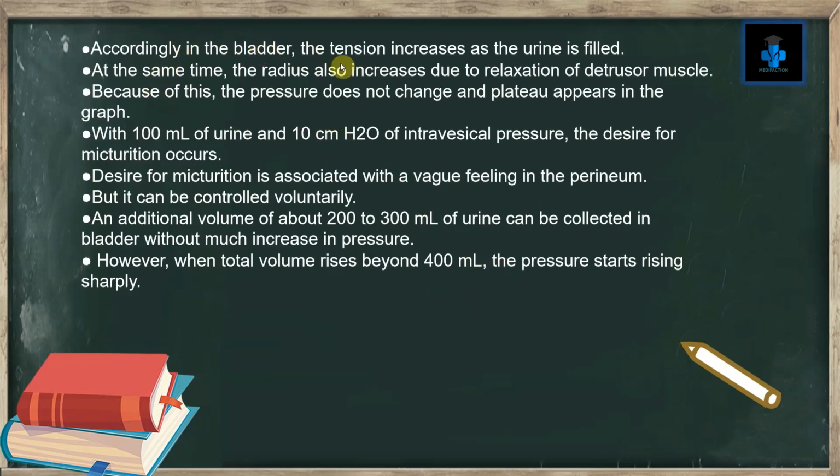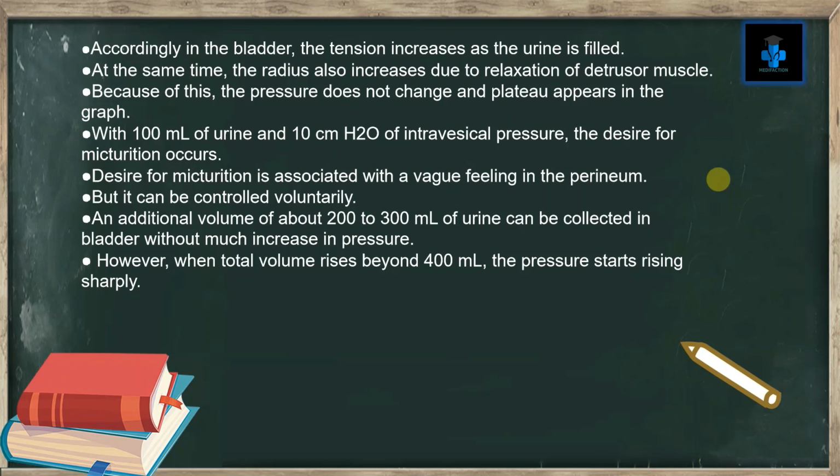Accordingly, in the bladder, the tension increases as the urine is filled. At the same time, the radius also increases due to the relaxation of the detrusor muscle. Because of this, the pressure does not change and a plateau appears in the graph. With 100 ml of urine and 10 cm water of intravesical pressure, the desire for micturition occurs. Desire for micturition is associated with a vague feeling in the perineum, but it can be controlled voluntarily.